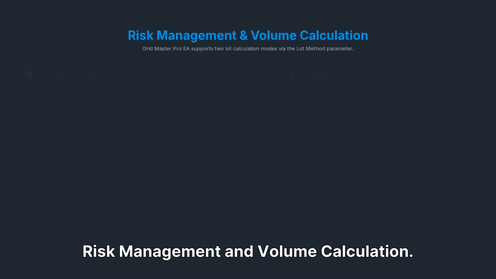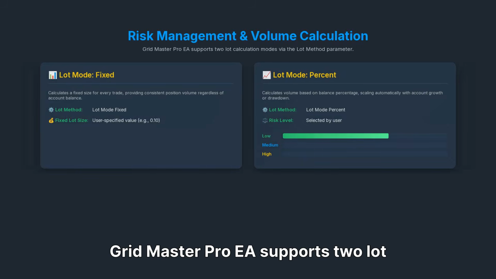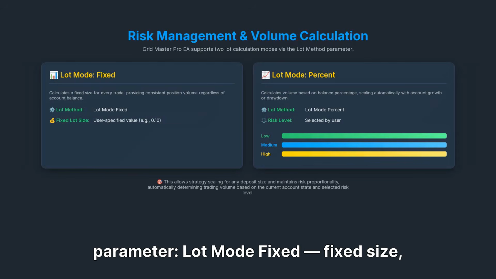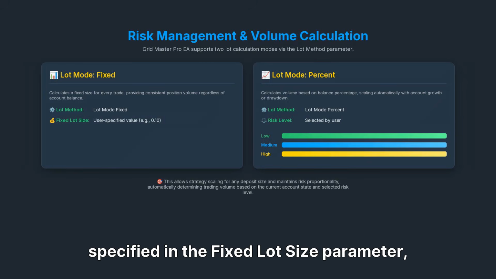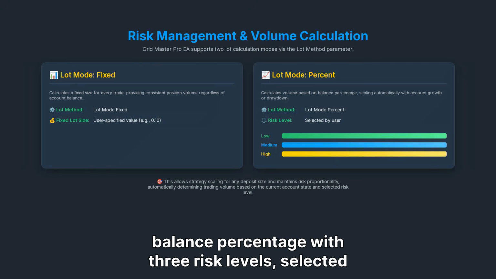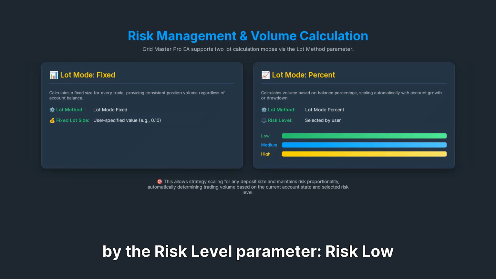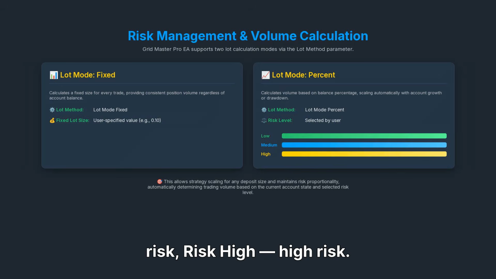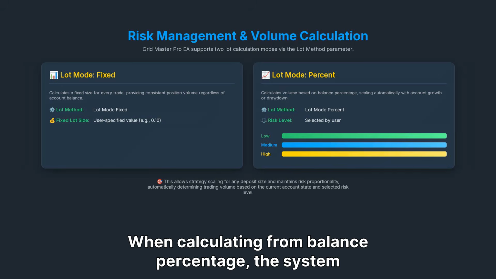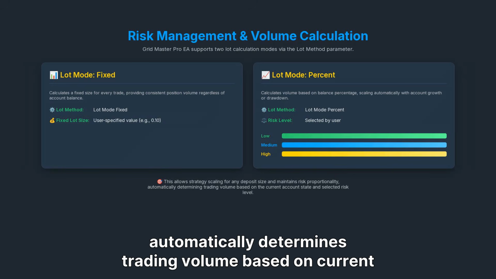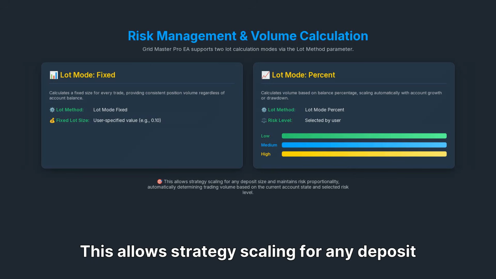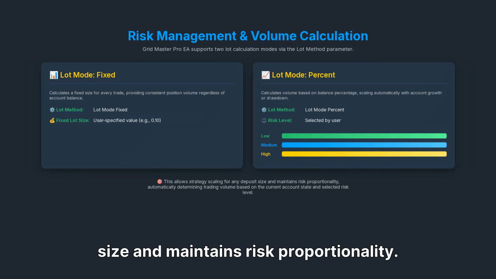Risk management and volume calculation. Gridmaster Pro EA supports two lot calculation modes, configured by the lot method parameter. Lot mode fixed, fixed size, specified in the fixed lot size parameter. Lot mode percent, calculation based on balance percentage with 3 risk levels, selected by the risk level parameter. Risk low, low risk, risk medium, medium risk, risk high, high risk. When calculating from balance percentage, the system automatically determines trading volume based on current account state and selected risk level. This allows strategy scaling for any deposit size and maintains risk proportionality.